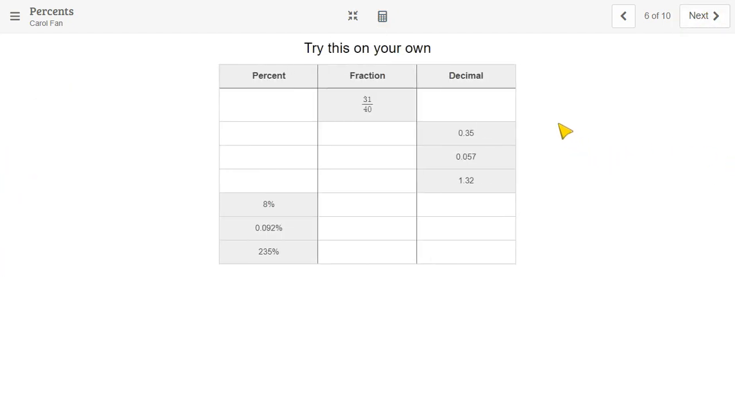Pause the video now and try these questions on your own. Convert the fraction, percent, or decimal into the other two forms.